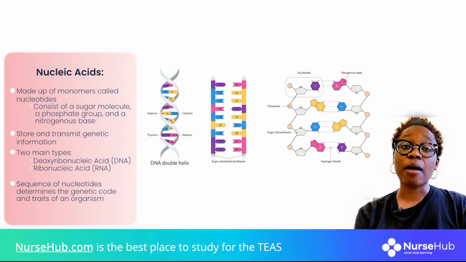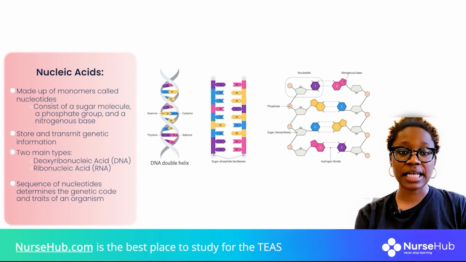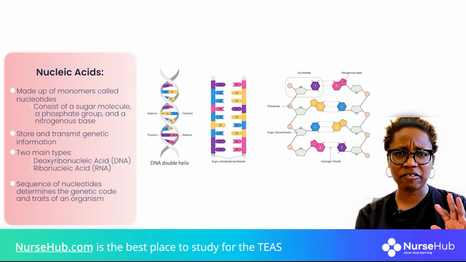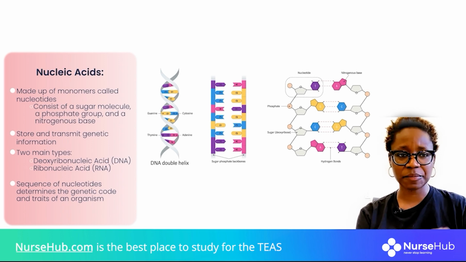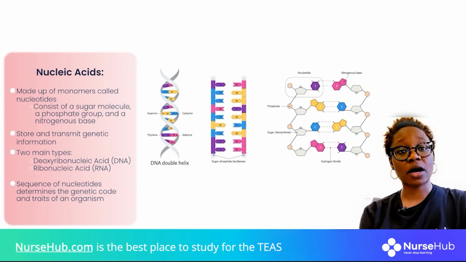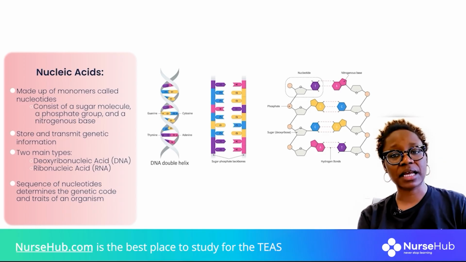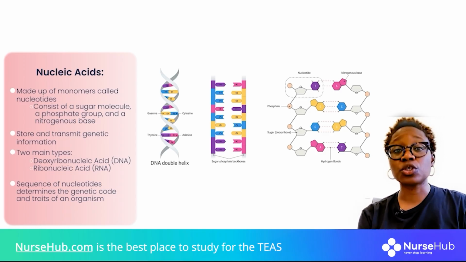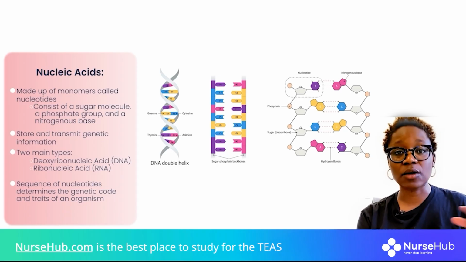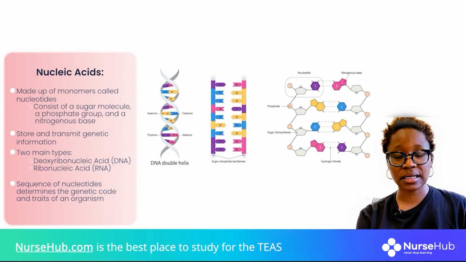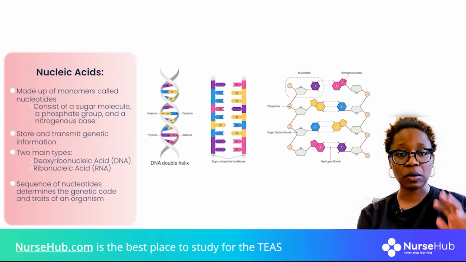Nucleic acids are polymers made of nucleotides that contain carbon, hydrogen, oxygen, and nitrogen, all four key elements that are essential for life. They also contain phosphorus. Nucleic acids are responsible for storing and transmitting genetic information. The two main types of nucleic acids that we are familiar with are DNA, which is deoxyribonucleic acid, and RNA, which is just ribonucleic acid.